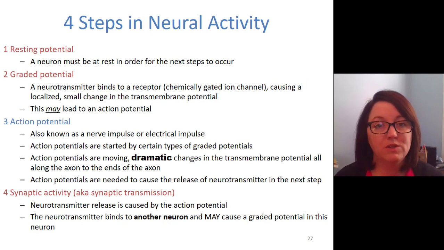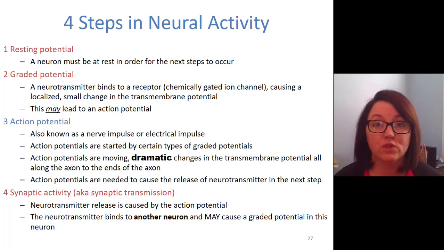So again, resting potential is where we have to start off. The neuron has to be at rest in order for the next steps to occur. A graded potential involves a neurotransmitter binding to its receptor, causing a small localized change in voltage in the transmembrane potential. Graded potentials may or may not lead to an action potential. We talk more about that in our graded potential videos. Assuming it leads to an action potential, we would head into step three.